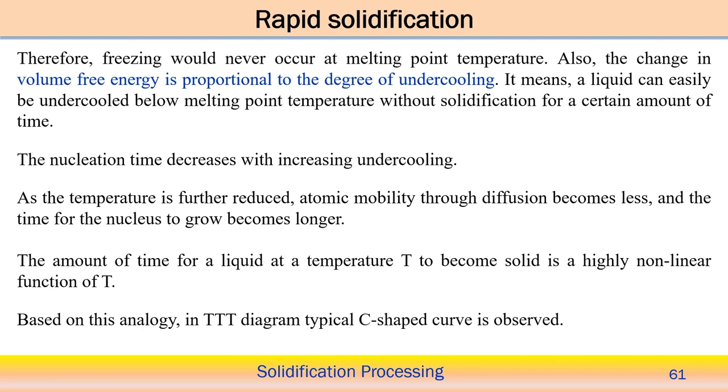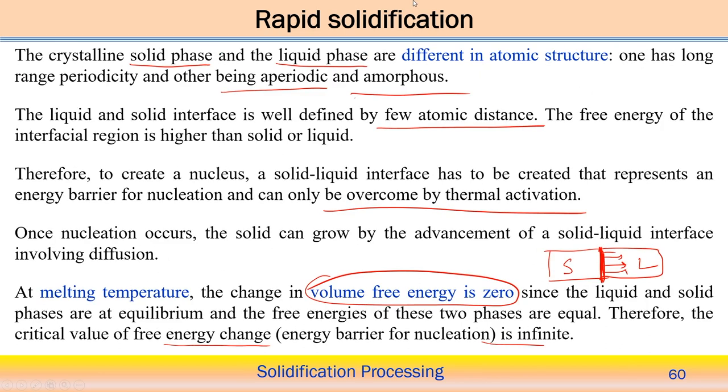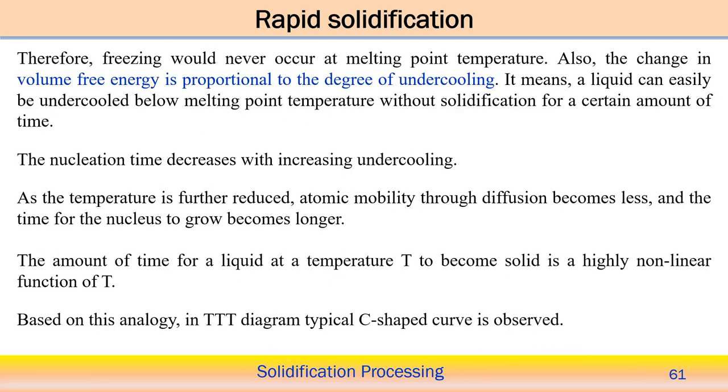Now, therefore, freezing would never occur at the melting point temperature. The energy barrier, the critical value for the free energy change, is basically infinite when the change of the volume free energy between the liquid and solid phases is 0 at the melting point temperature. So, freezing will not occur exactly at the melting point temperature. It needs some amount of undercooling below the melting point temperature, because the change in the volume free energy is proportional to the degree of undercooling. When the volume free energy changes below the melting point temperature, associated with some amount of undercooling, at that point the nucleation occurs.